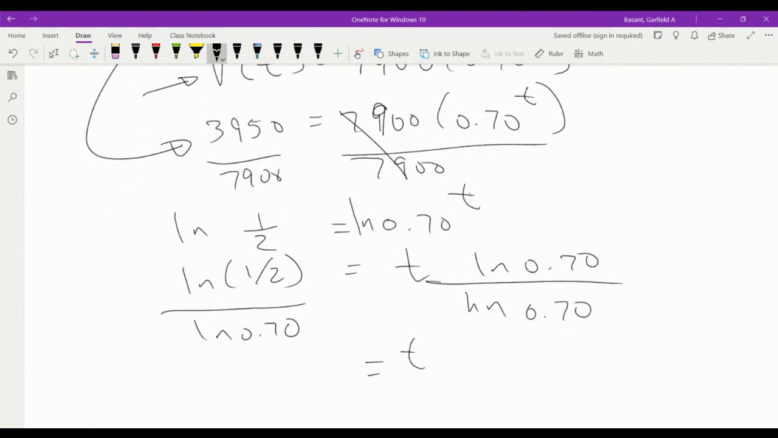What do we get for that? 1.94. So after 1.94 years, it will be about half the value.